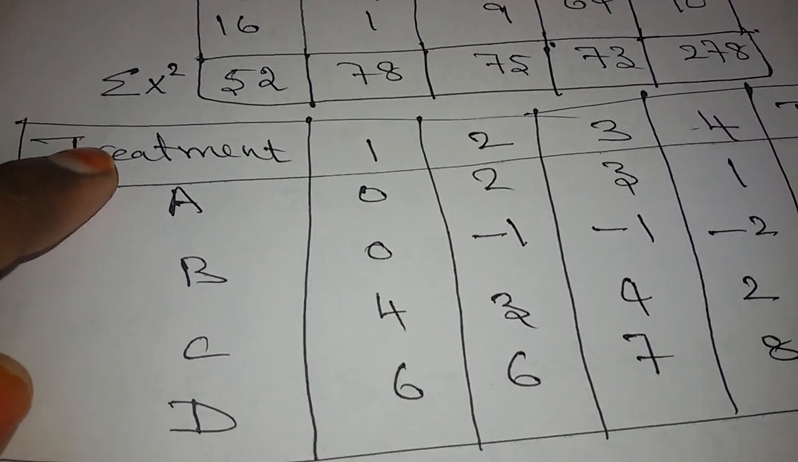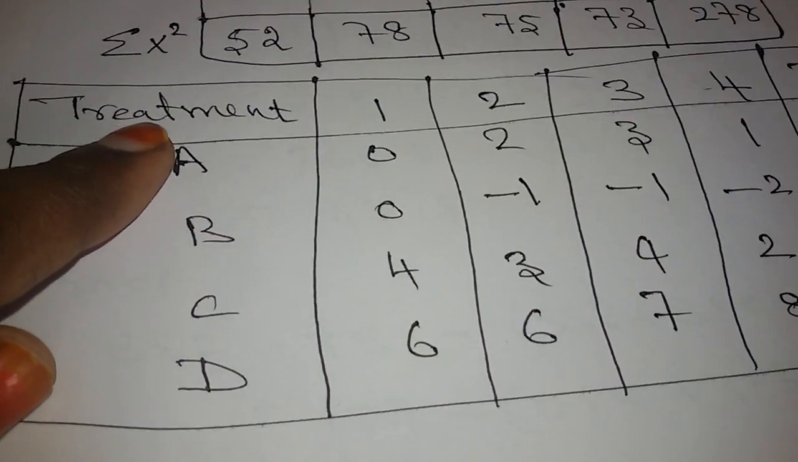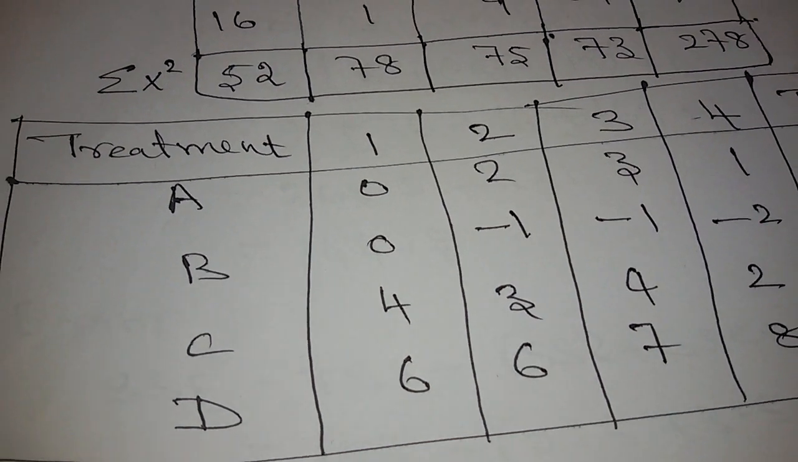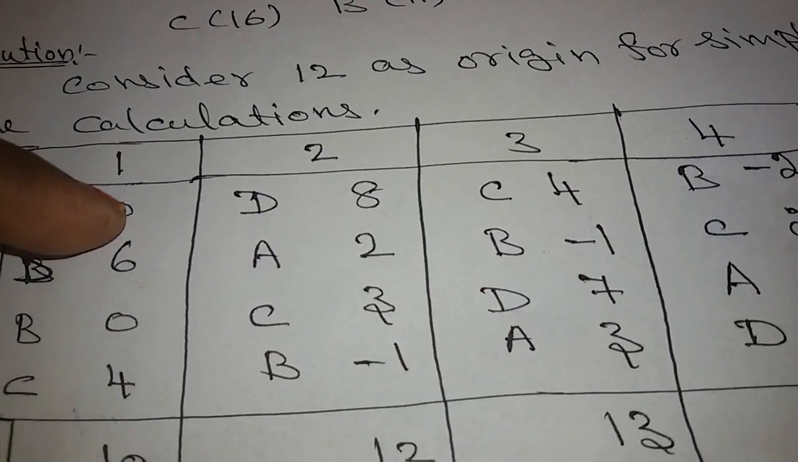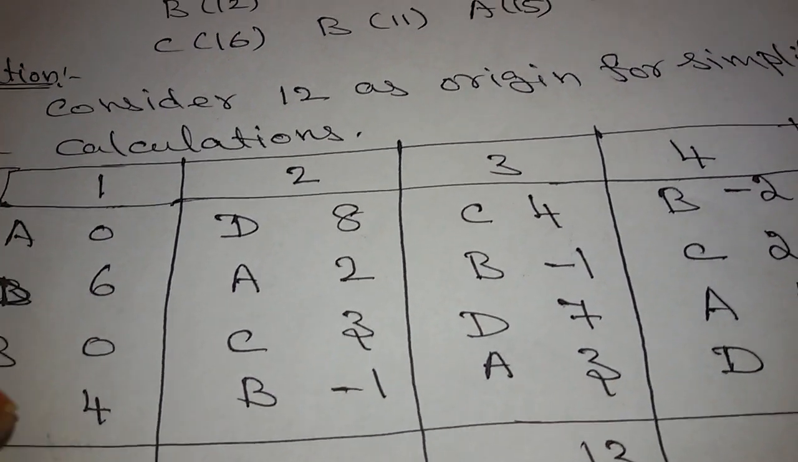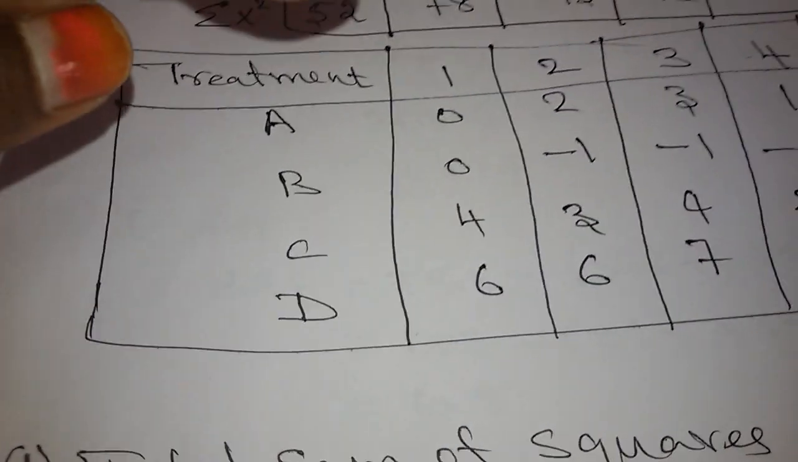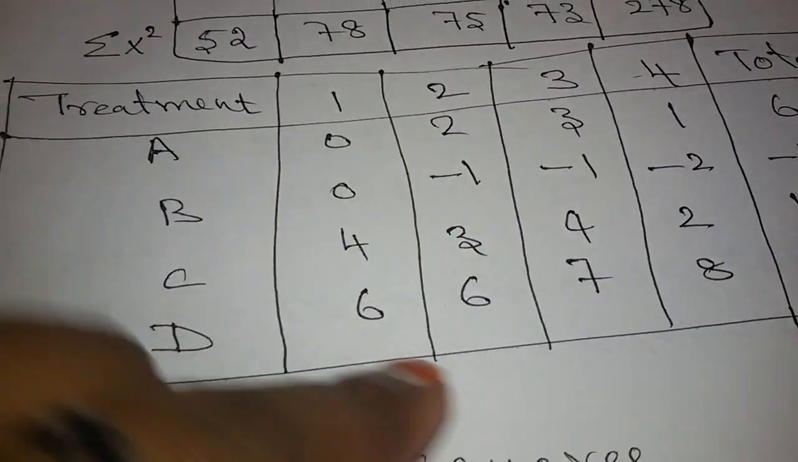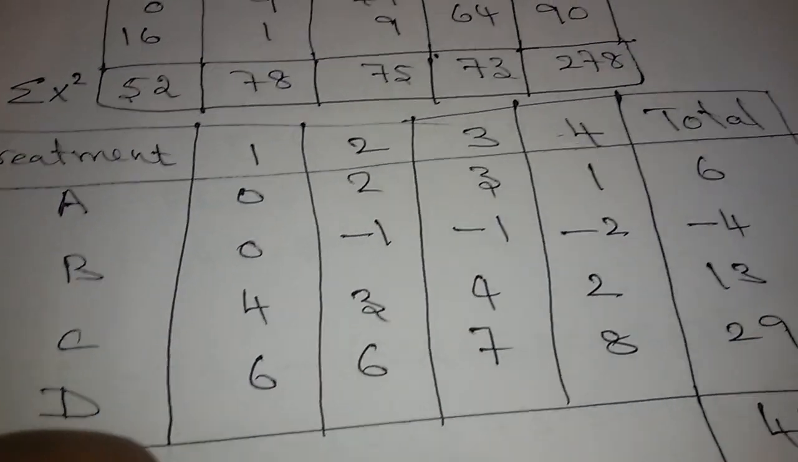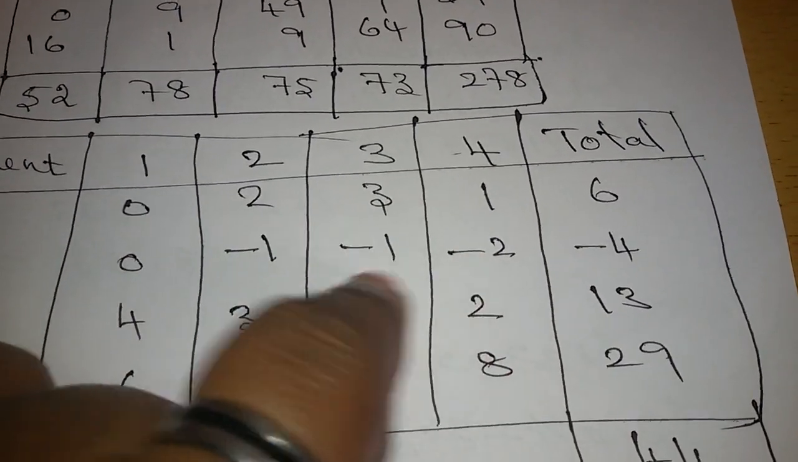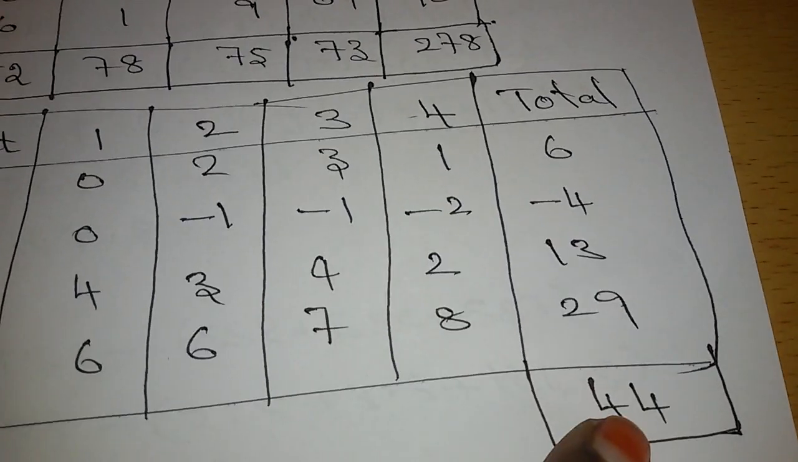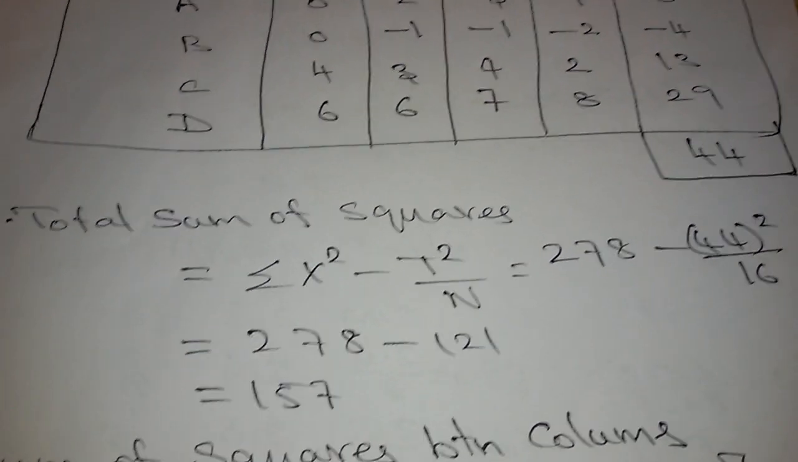Next, for treatment, when you consider the treatment table, you have to arrange it in the order A, B, C, D. So in the initial table, A is 0, B is 0, C is 4, D is 6. So you write 0, 0, 4, 6. Similarly, each column you have to arrange in the order A, B, C, D, and then find the totals, only for rows. The sum of the total values is 44 here.